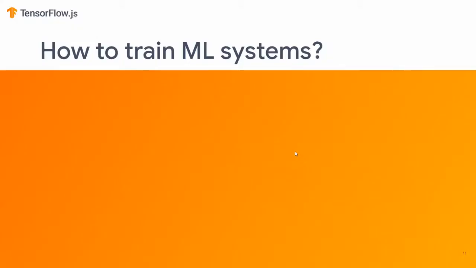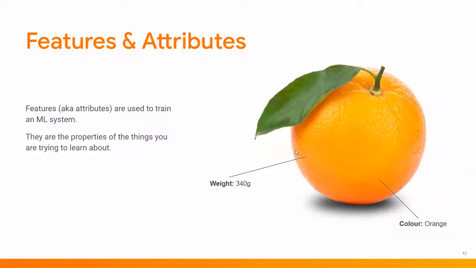So how do we train machine learning systems? And that's a great question. Essentially, we need features and attributes. And you can see here from this example, if we just pretend to be farmers for a second, trying to classify apples and oranges, two features or attributes you might want to use would be weight and color. These things are easy to measure digitally and can be accessed at scale.